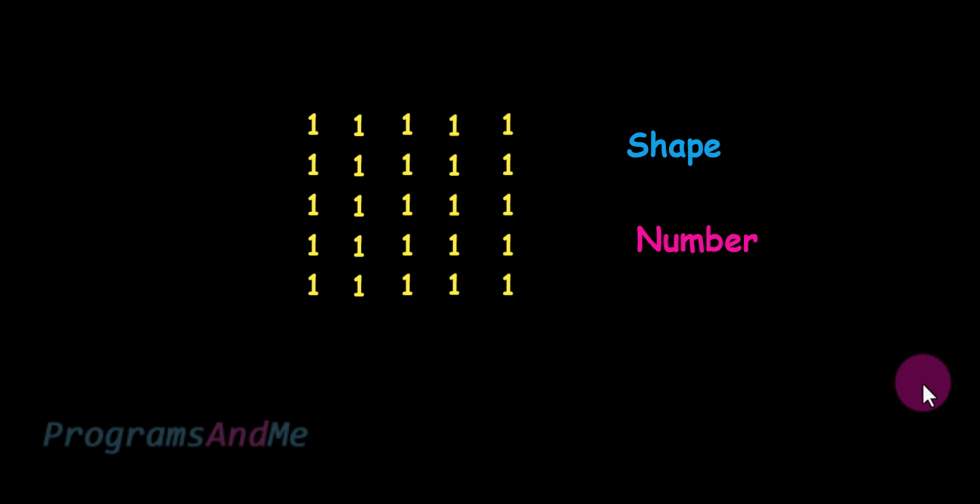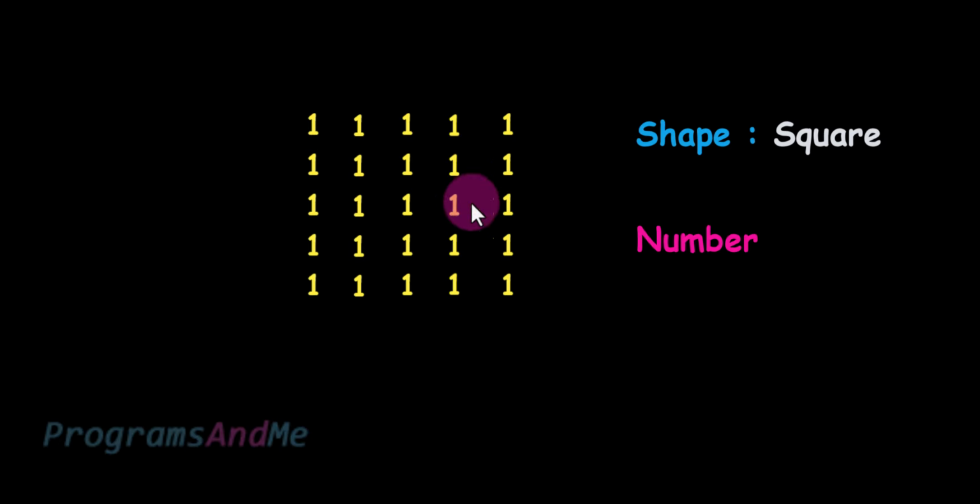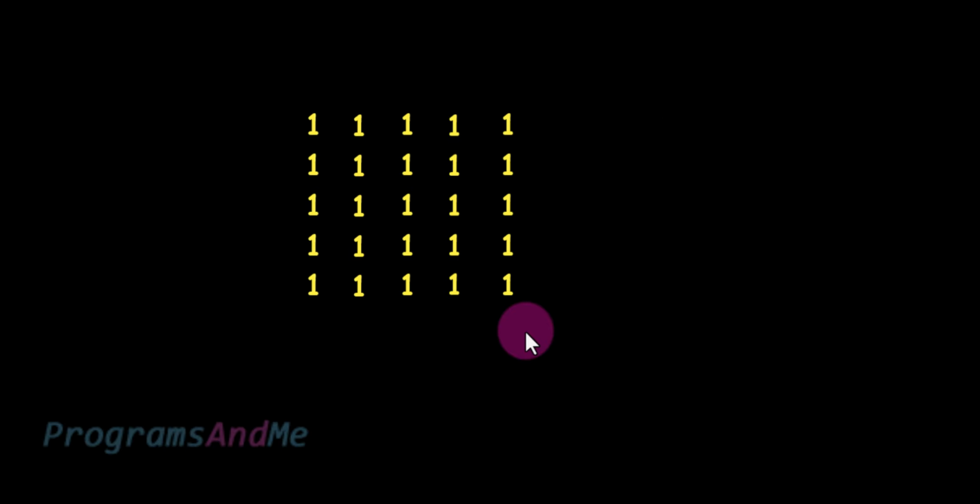Here, shape of this pattern is square. Number of row is equal to number of column here. So this is row and this is column. Here in this example, number of row is 5, number of column is 5. Square shape. Second is number. Here we want to print number 1 in every position. Alright. So this is about this pattern.